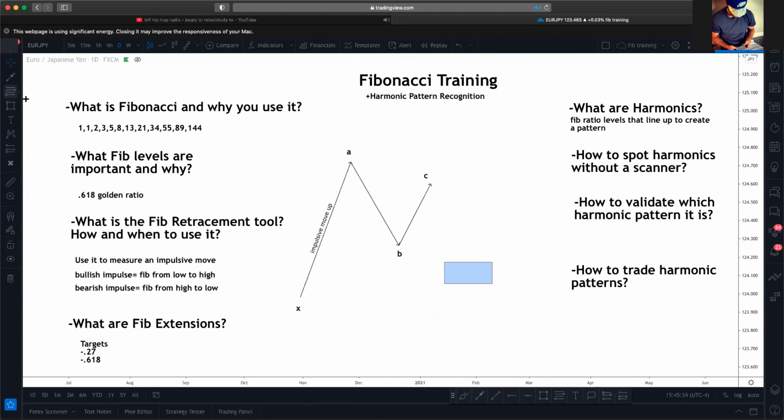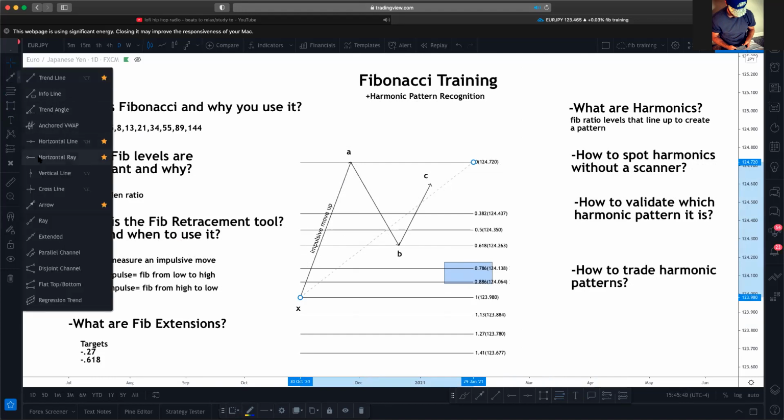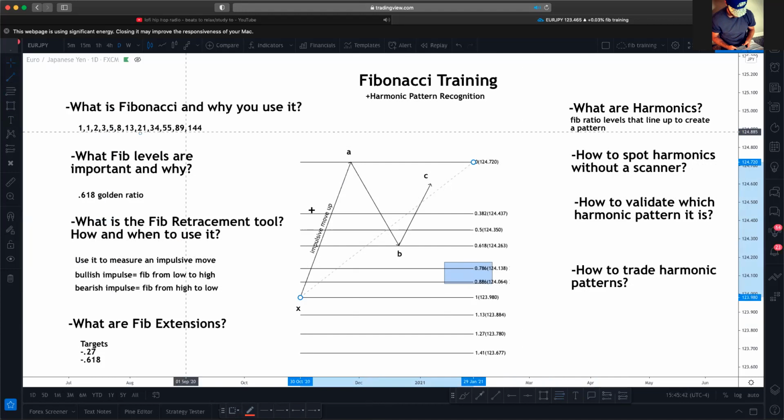And then you also want to look for the retracement of X to A, and you want it to hit the 78.6. So let's put a line at the 78.6. So that spot would be the perfect Gartley, to the T, perfect Gartley.